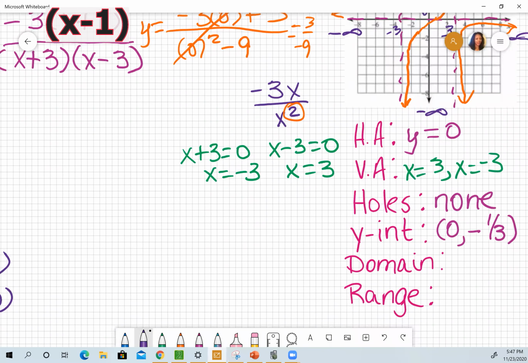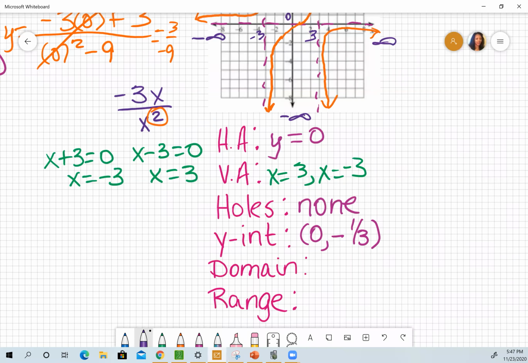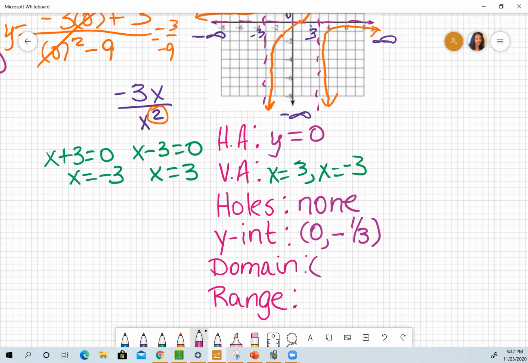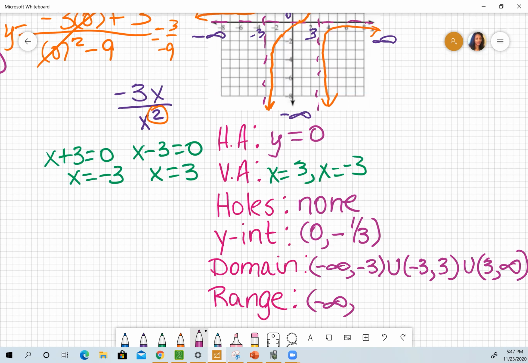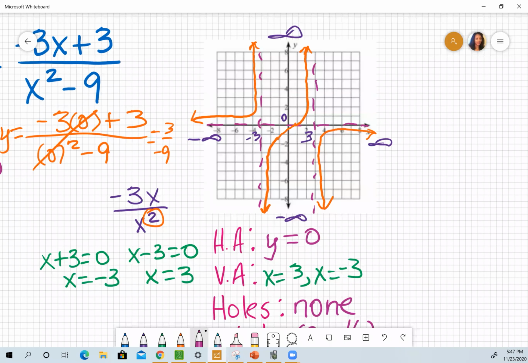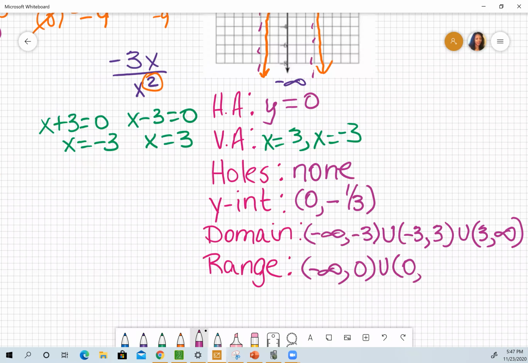In writing that, the way that looks is for your domain, you start at negative infinity, you have to stop at negative 3. Union, negative 3, and then you have to stop at 3. Union, 3, you can go on until infinity. So for the range, negative infinity, because you always start at the bottom, you can keep going until you get to 0. And then from 0, you can go all the way up to infinity. You're following the arrows of your graph.